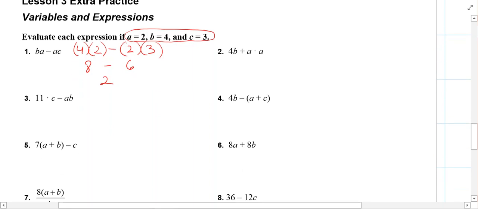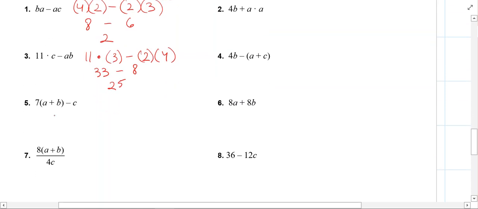All right, this one down here we'll do again together, 11 times parentheses minus parentheses parentheses. So C was 3, back up here, A is 2, and B is 4. So we start order of operations, start from left to right. We got multiplication right here, 11 times 3, that comes first. And 2 times 4 is 8. And 33 minus 8 is 25.